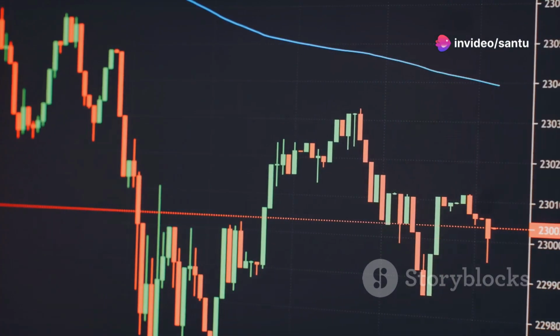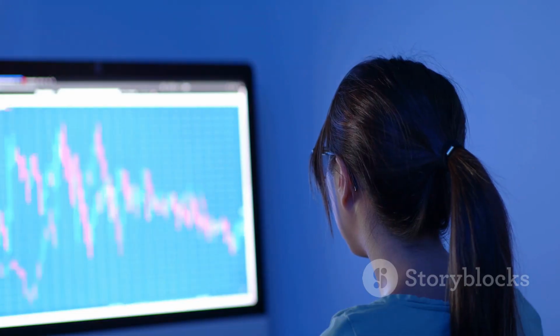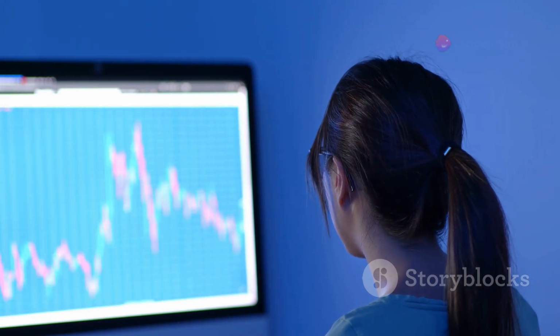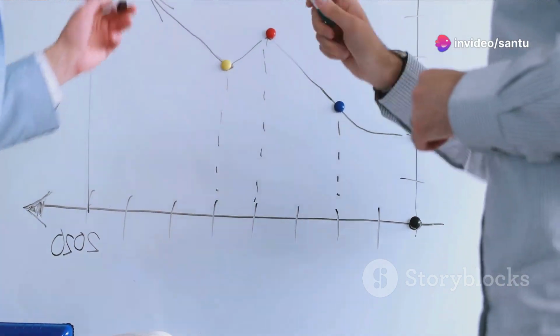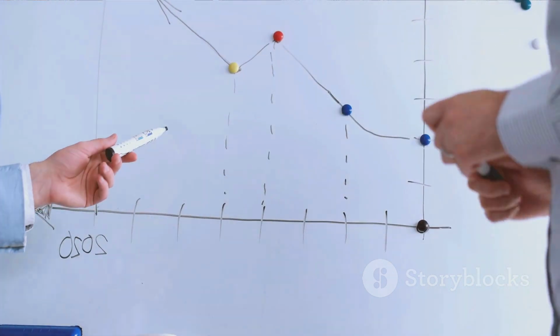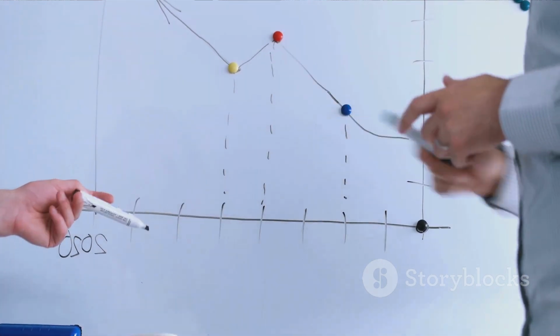Hey there, economics enthusiasts! Today we're diving into the fascinating world of correlation. In the vast realm of economics, understanding the relationships between different variables is paramount. Correlation is a statistical measure that helps us unravel these relationships, revealing whether two or more variables move in sync, in opposite directions, or have no relationship at all.